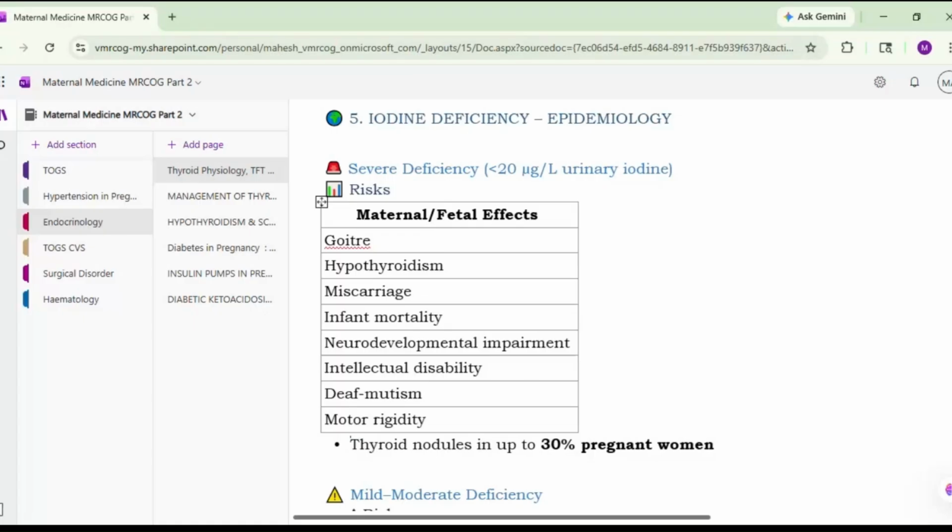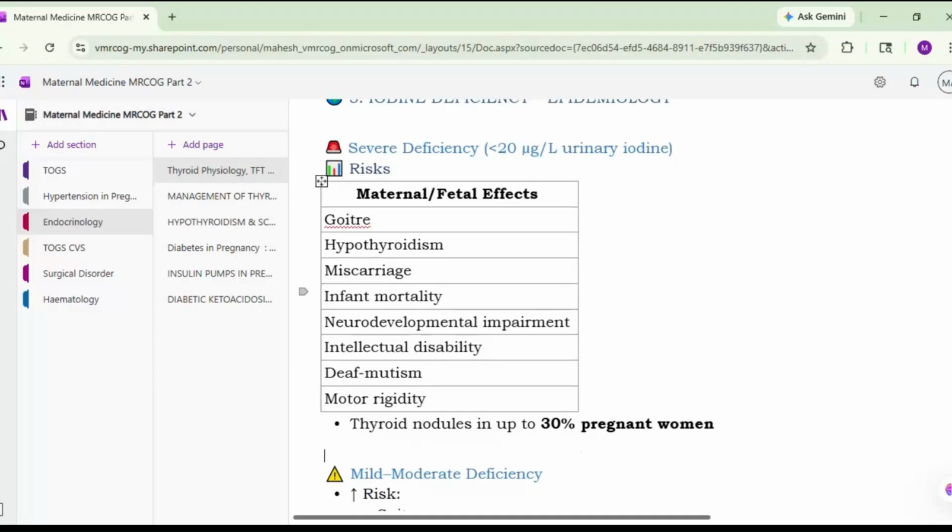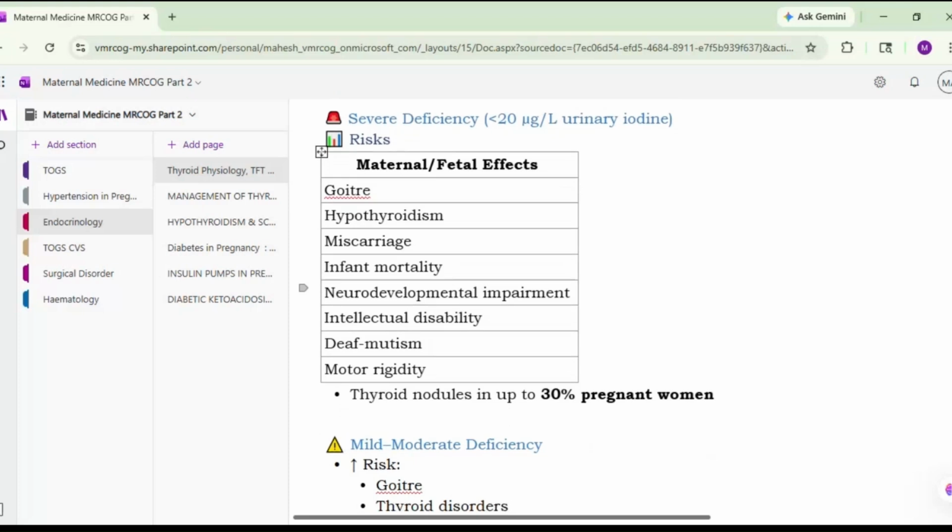Okay, and what are the risks of this iodine deficiency? There will be goiter, hypothyroidism, miscarriage, infant mortality will be increased, there will be neurodevelopmental impairment, intellectual disability, deafness, mutism, and motor rigidity. Thyroid nodules are seen in up to 30% of pregnant women. These are the things which are associated with severe deficiency.